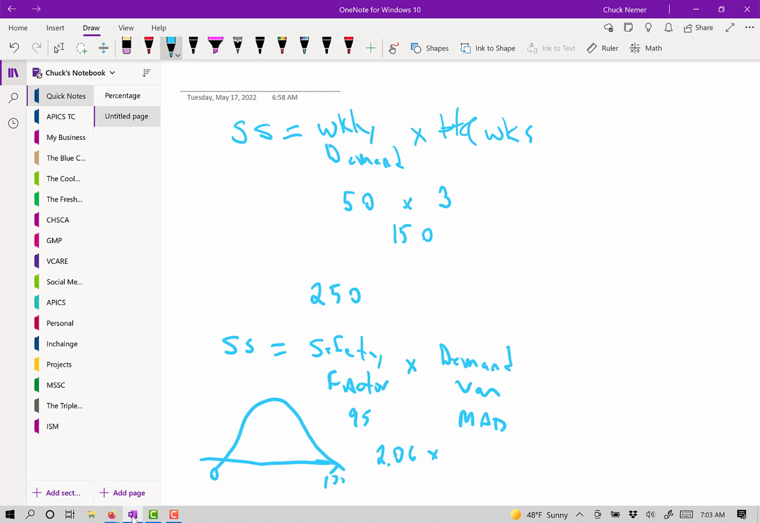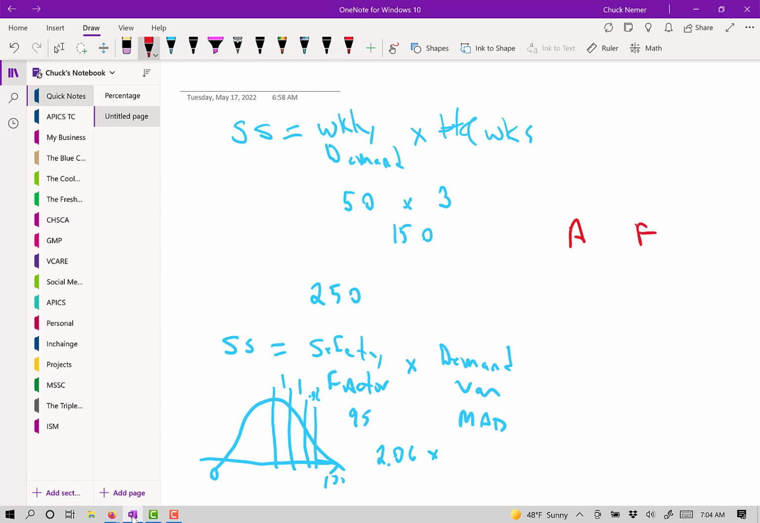But what 2.06 is saying is add 2.06 MADs, or units of variation, on top of your normal stock, and that's what will get you your additional safety stock. So how do we calculate MAD? We'll do that over on the right here.